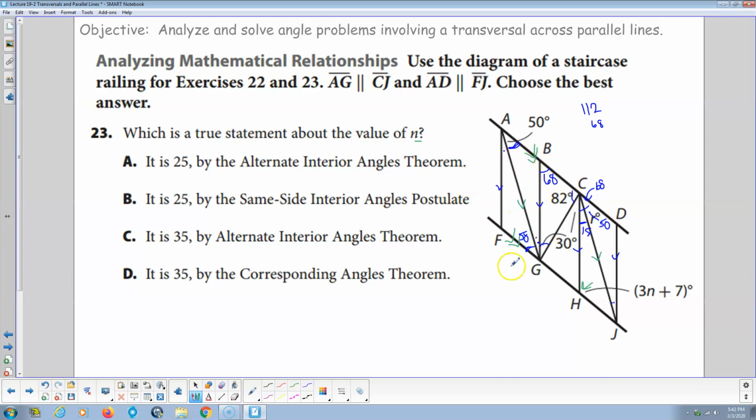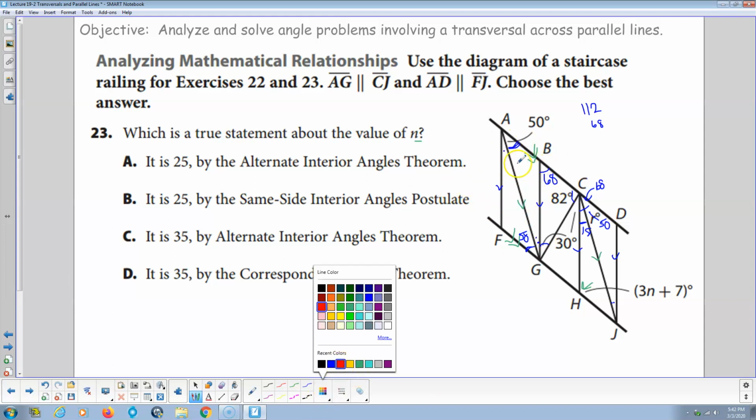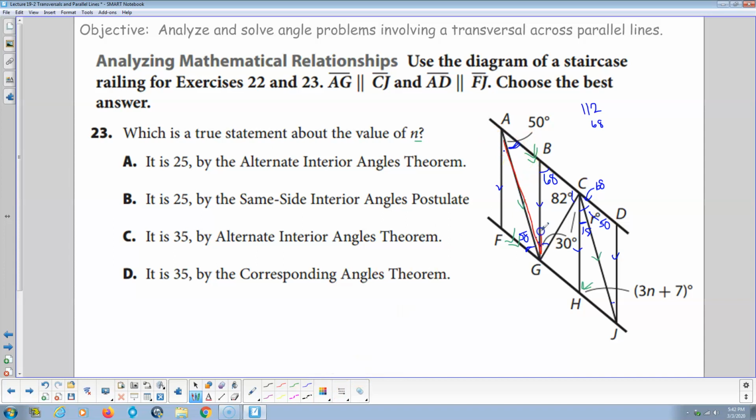And then in this triangle right here, let me do this in red. So this is a linear pair, so this is 68, so the supplement to 68 is 112. So this angle is 112. That angle is 50, and the three angles add up to 180. So 112 and 50 are going to be 162. And because the three angles add up to 180, the difference here is this little red angle right in here is going to be 18.